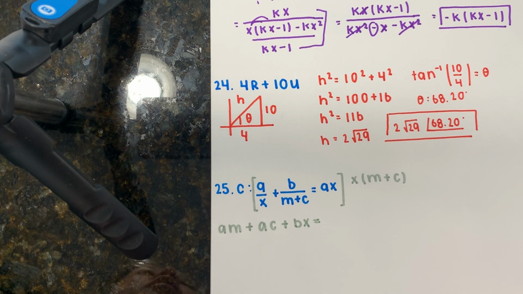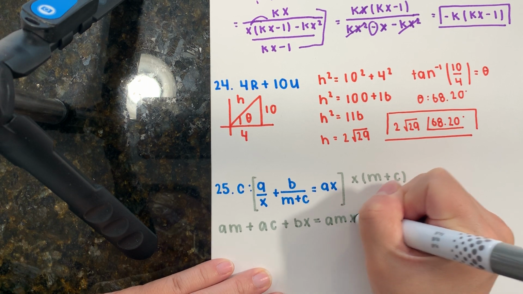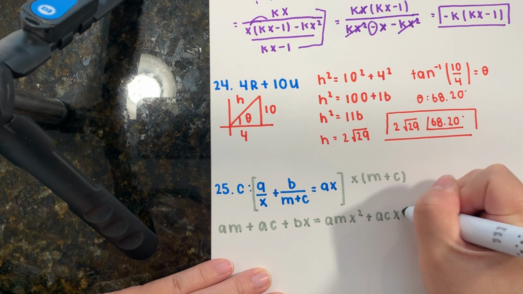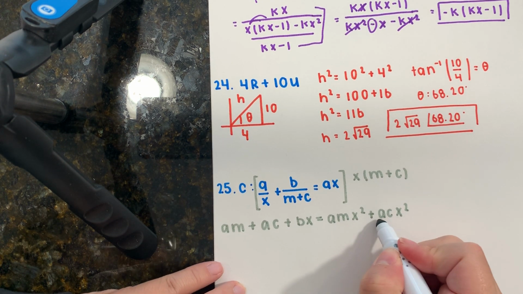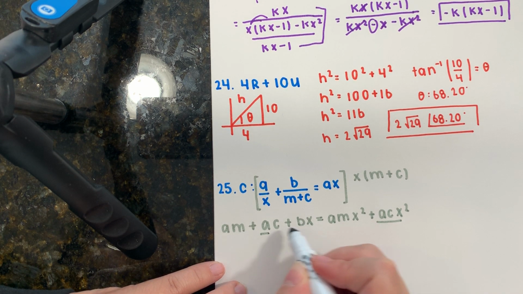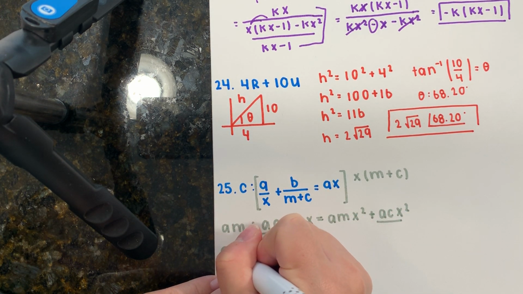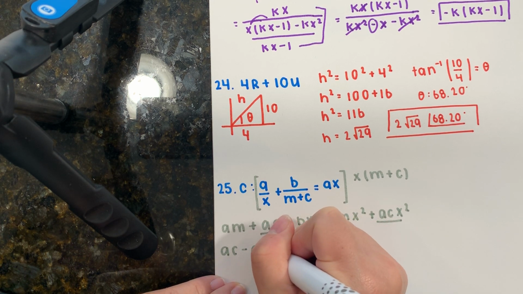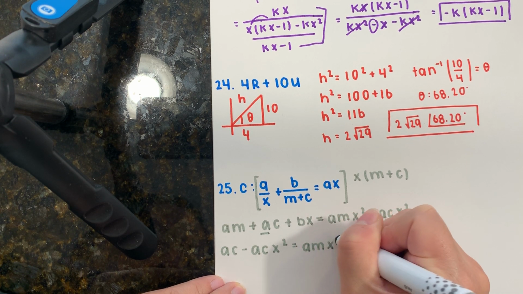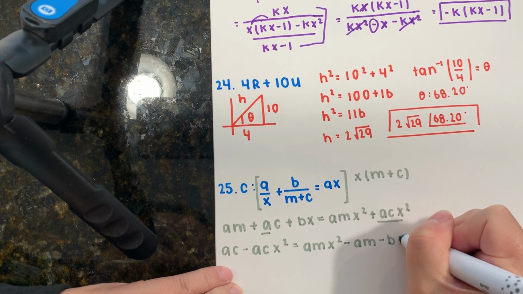My right side, I'd have to actually multiply by the whole thing, so that would turn into amx squared plus acx squared. We're solving for c, so everything that contains a c, I'm going to move to one side. So I'm going to move this acx squared to this side, move everything else to the right-hand side. So that would become ac minus acx squared equals my amx squared minus the am and then minus the bx.